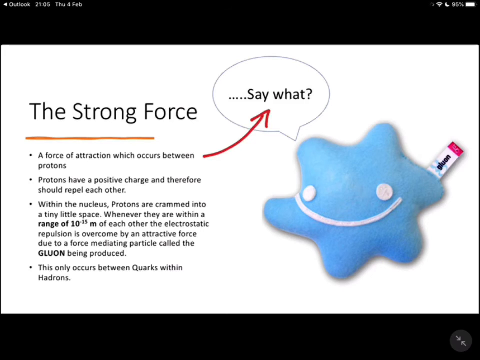This is the strong force. Whenever these protons are within that range, they have this attractive force. They actually start sticking together. And the force-mediating particle, which is basically responsible for this, is known as the gluon. And it's called this because it essentially is gluing the particles together. This force can only occur between the quarks within hadrons.